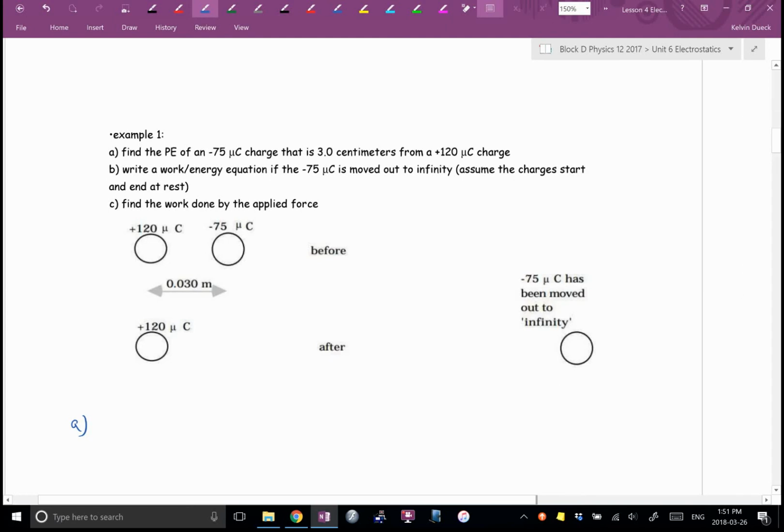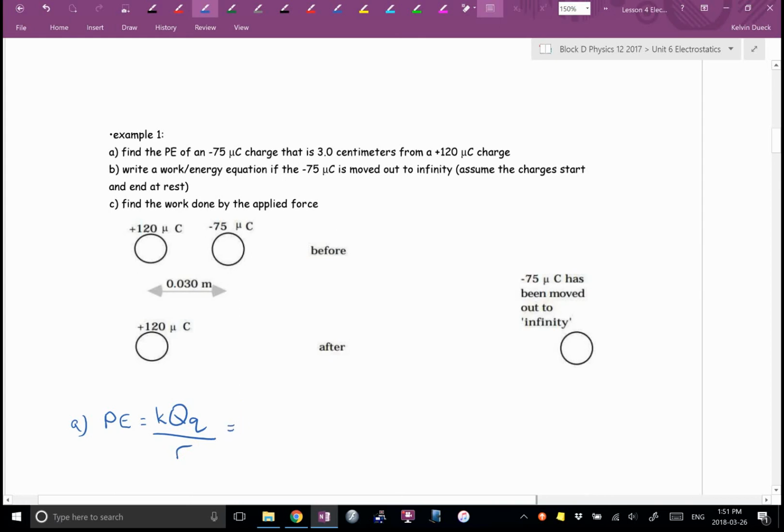Potential energy. Gravitational, did they give me a mass in the question? No. Did they give me charges? Yeah. Electrical potential energy. You might want to notice where it is on your formula sheet. I wrote K, Q1, Q2, or big Q, little q. They're interchangeable. I'll go big Q, little q over R.